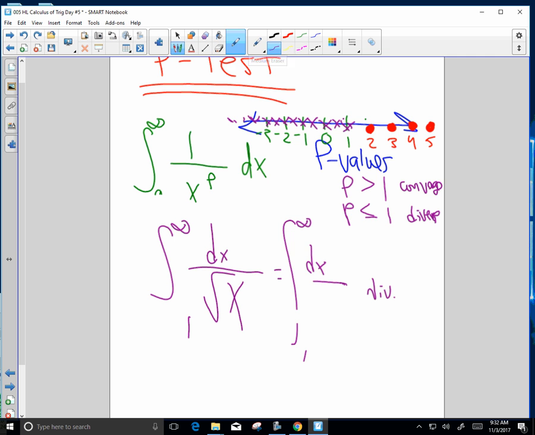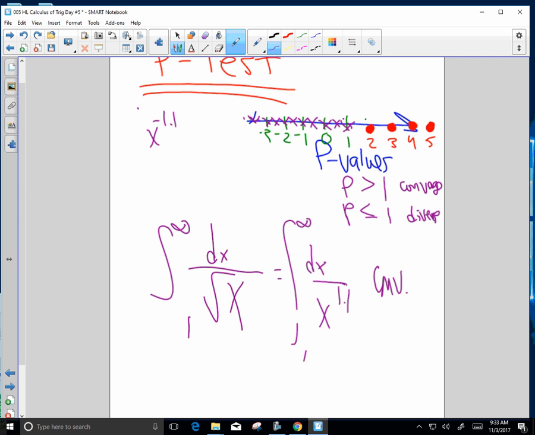What if the power, and I've seen this on an IB test, I thought it was cute but kind of obvious, is 1.1? What's this one going to be? It's a little bit bigger than what? 1, so it's going to converge. But does it work? Well, let's see what happens. Let's integrate x to the negative 1.1, going from 1 to infinity. So what's that antiderivative? X to the negative 0.1 over negative 0.1, and we're going from 1 to infinity.